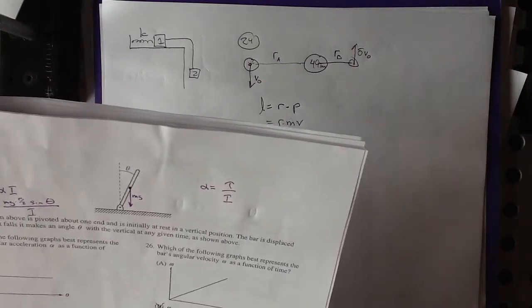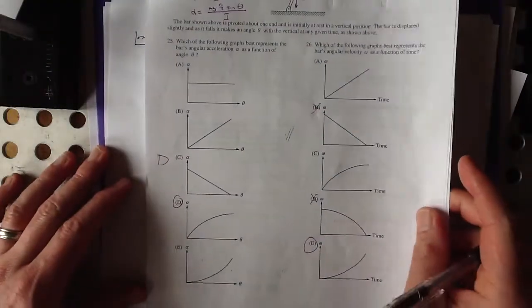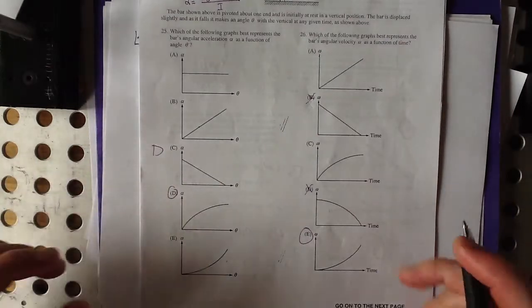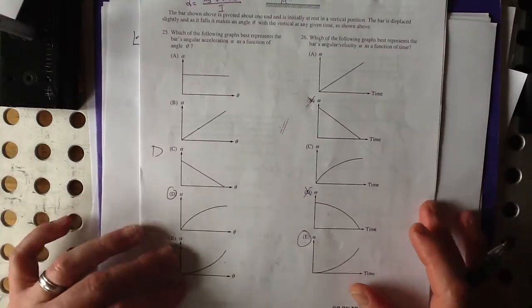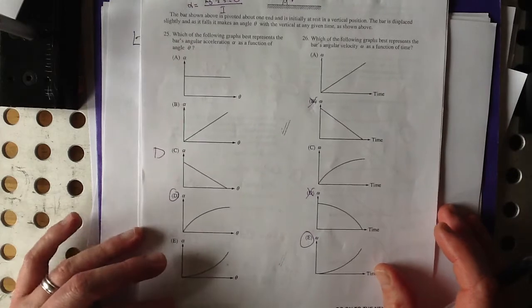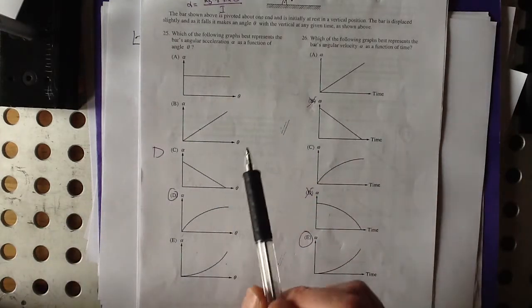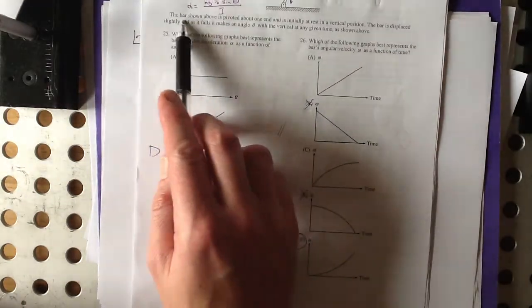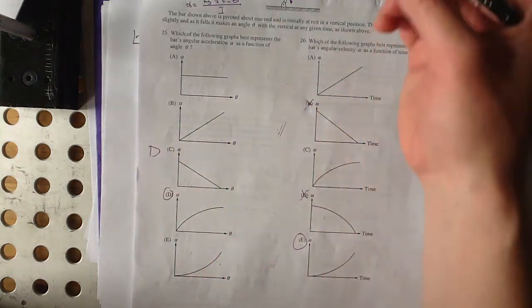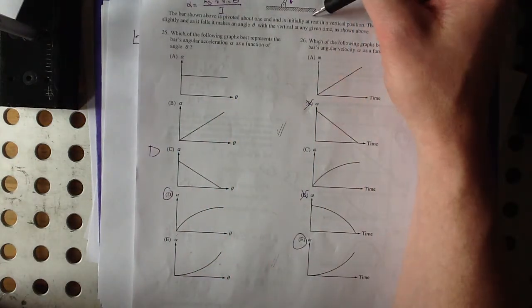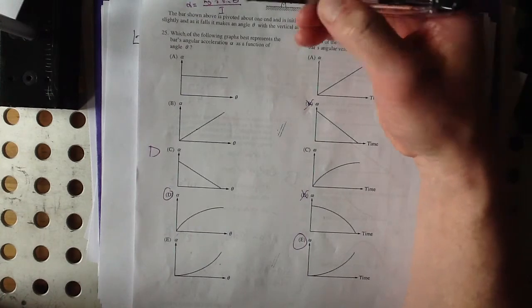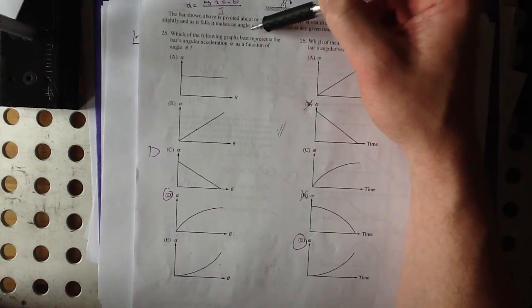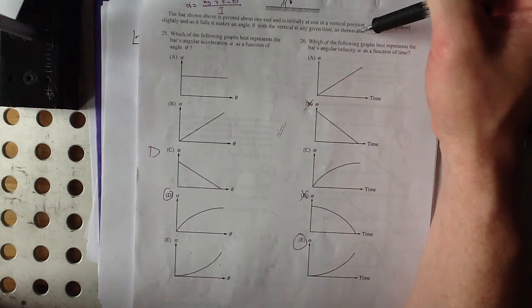We've got some more angular stuff going on. These are not the easiest questions on the exam, in my opinion, and we should be able to figure these out, though. There's a couple ways you can do that. I'm going to take a fairly intuitive approach. The bar shown above is pivoted about one end, and it's initially at rest, straight up, in a vertical position, and then it's displaced slightly, just a little tap, and then it starts to fall as it makes an angle theta with the vertical at any given time, as shown above.